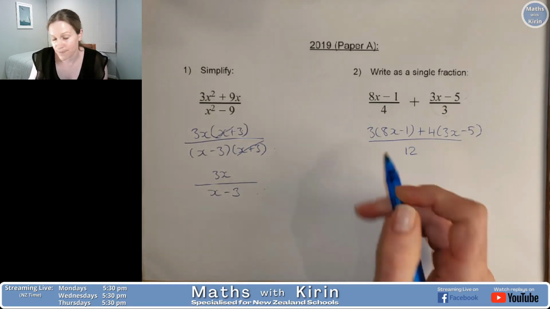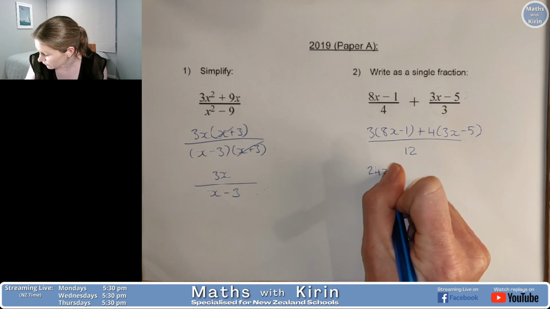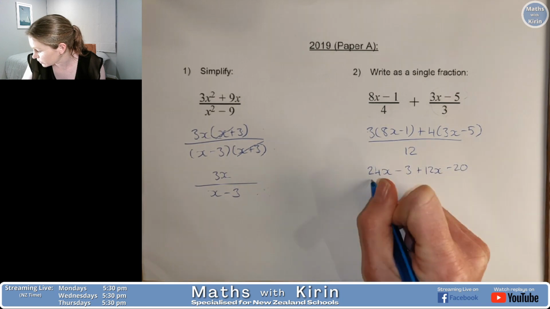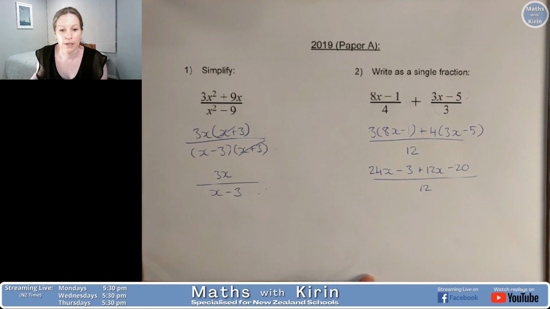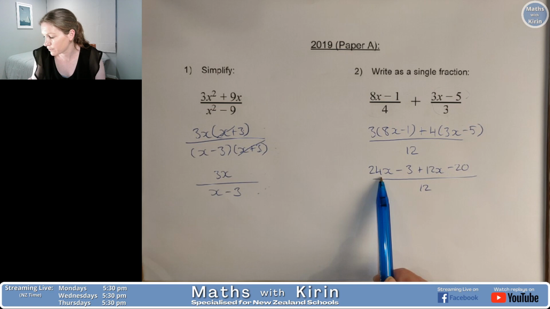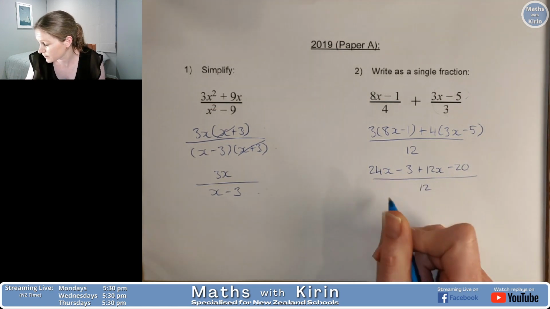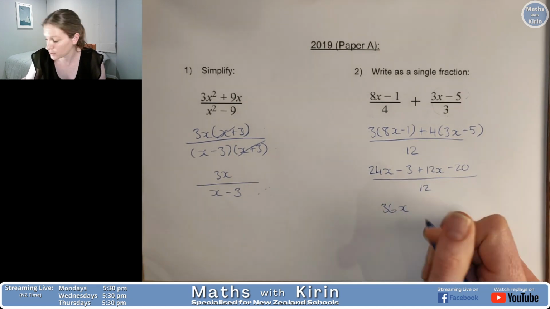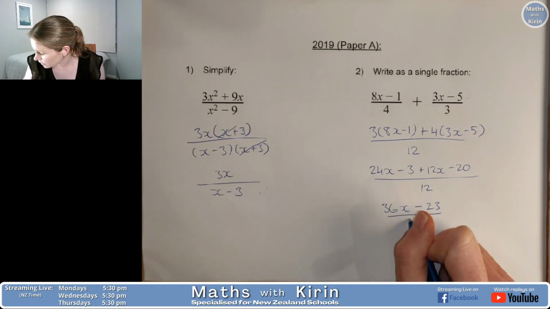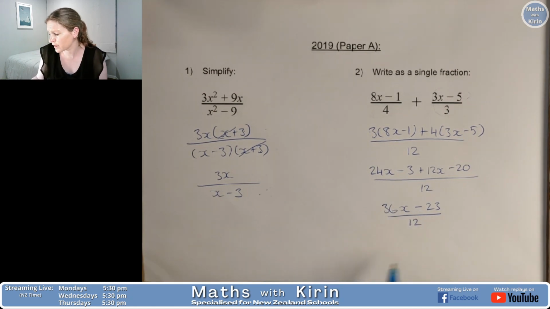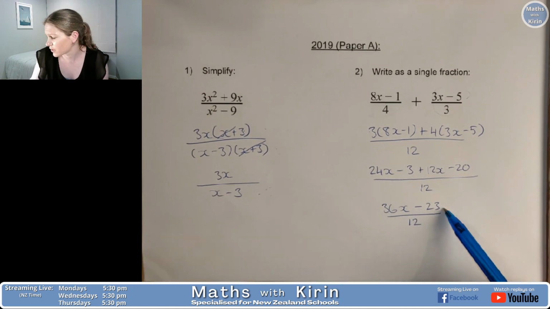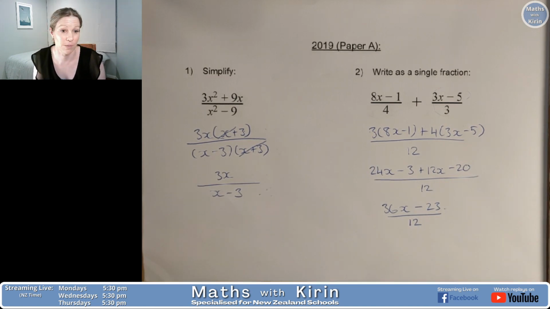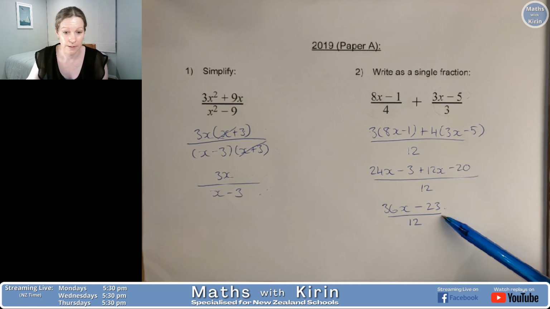From here we expand. So 3 times 8 is 24x minus 3 plus 12x minus 20 all over 12. And then we simplify. 24x plus 12x is going to be 36x, minus 3 minus 20 is negative 23, all over 12. Checking to make sure we've got no common factors. 23 is not divisible by 2, so that's not going to work. In fact, 23 is a prime number, so there are no common factors. That's as simplified as it gets.